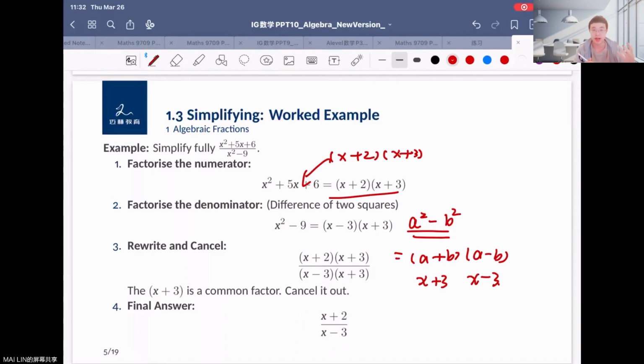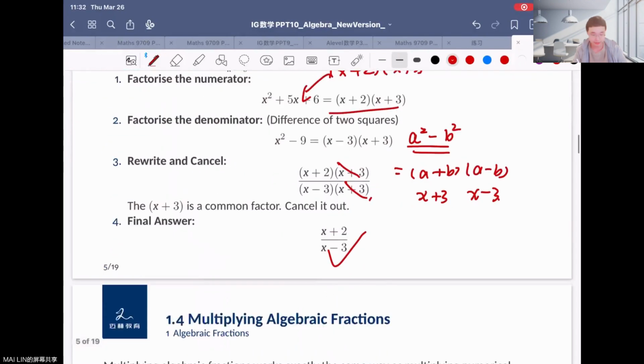And then you can rewrite the whole expression, right? The numerator is x plus 2 times x plus 3. And the denominator can be written as x minus 3 times x plus 3, right? You can find they have the same factor of x plus 3. So now you can just cancel them together. And there's only x plus 2 over x minus 3 left. So we can set this fraction as the simplified form, okay?